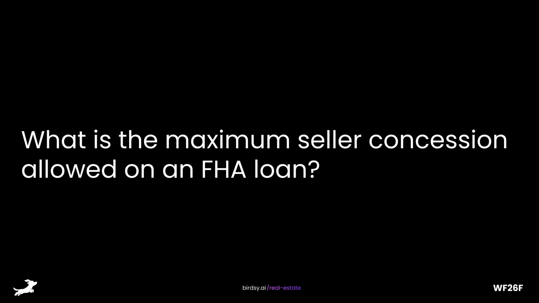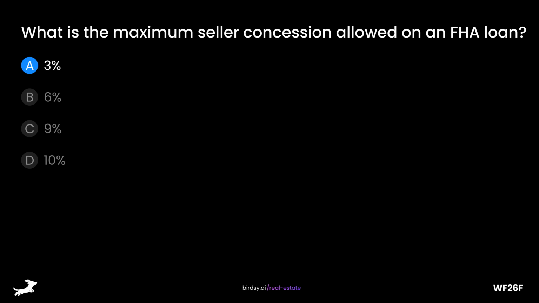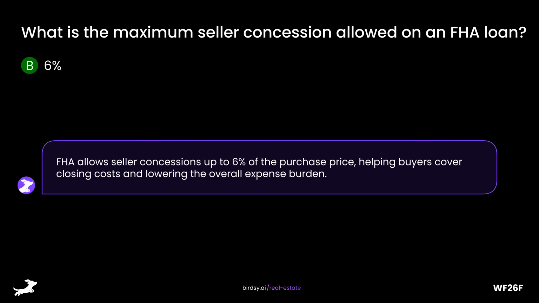What is the maximum seller concession allowed on an FHA loan? Is it A, 3%, B, 6%, C, 9%, or D, 10%? The answer is B, 6%. FHA allows seller concessions up to 6% of the purchase price, helping buyers cover closing costs and lowering the overall expense burden.